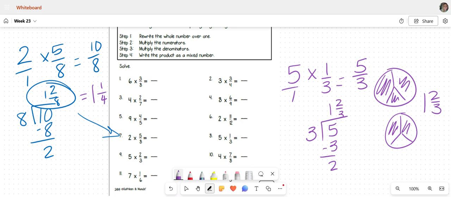All right, so for number 8, 5 times 1/3. I gave you 2 different strategies again. So we multiply, we got 5/3. I drew it out. 1, 2, 3, 4, 5/3 was equal to 1 whole and 2/3. I also did our normal strategy of dividing our numerator by our denominator.